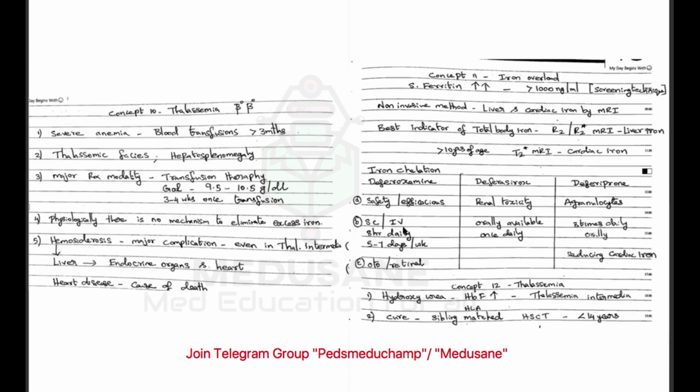But deferasirox, even though there is a bit of renal toxicity, is orally available as a once daily dose. So very easy to give. People are shifting from deferoxamine to deferasirox because it is orally available once daily. Deferiprone is also oral. It is given as a second choice because we have to give it 3 times daily. But if the iron overload is very high, we have to go with deferoxamine also, even though it is subcutaneous.